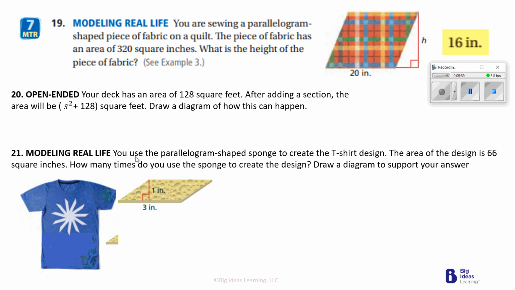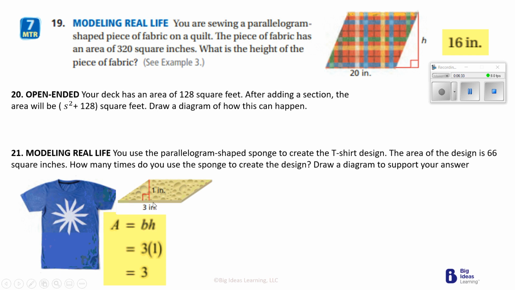Number 21 says you use a parallelogram shaped sponge, which we have here, to create a t-shirt. Area of the design is 66 inches square. How many times do you use the sponge to create the design? Draw a diagram to support your answer. So we have the area, and remember, the area is the base times the height, right? And we know that we have 3 here, right? That's the height. So we're trying to find how long each one of these are, right?